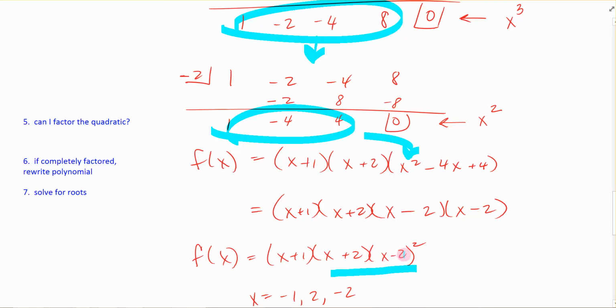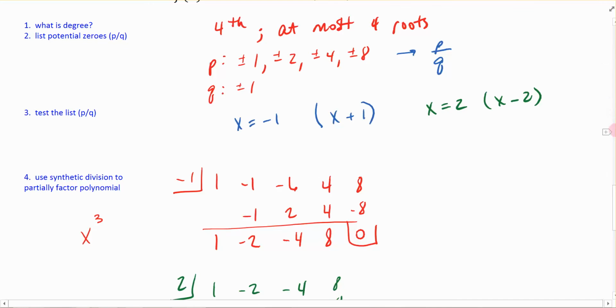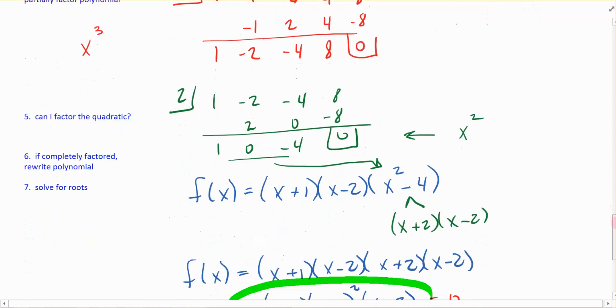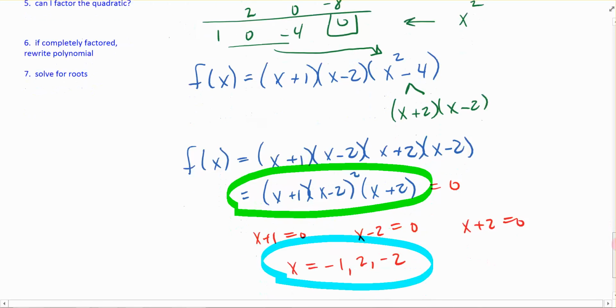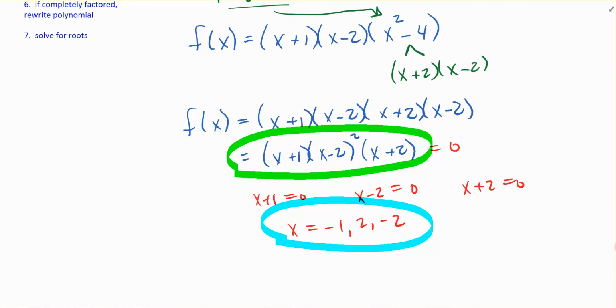This function here is exactly the same as the one that I just worked for you on this video. Again, there's my repeated root of x minus 2 and an x plus 1. And because these are all the roots, it really didn't matter in which order I used synthetic division, because it's going to give me ultimately the same polynomial.